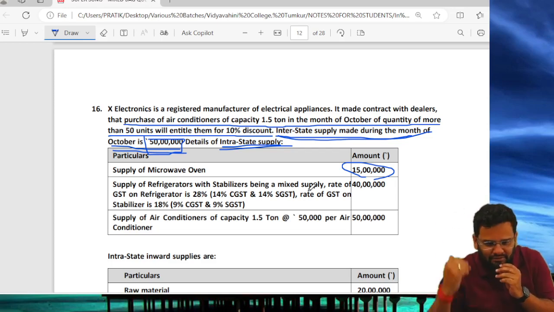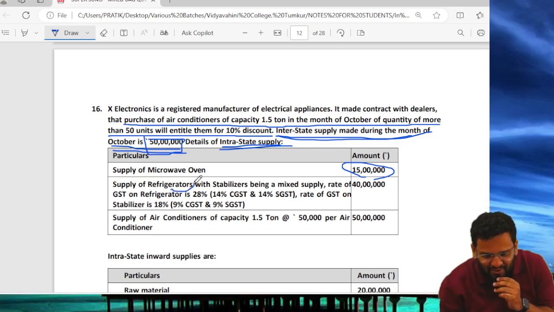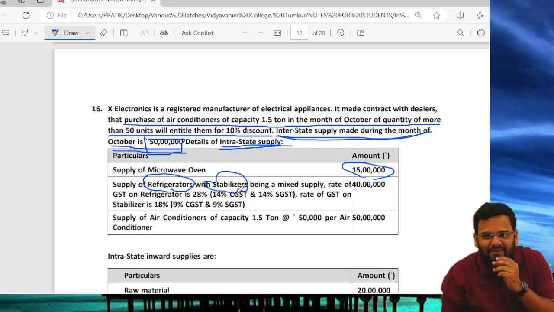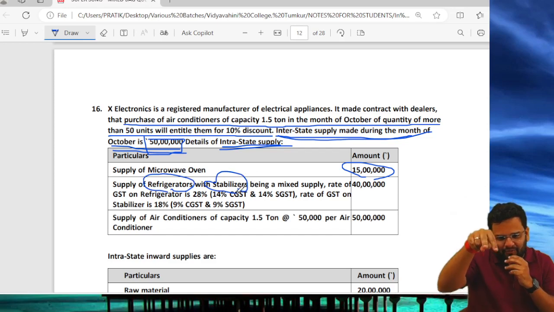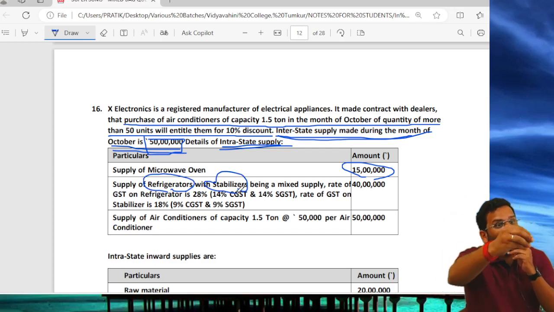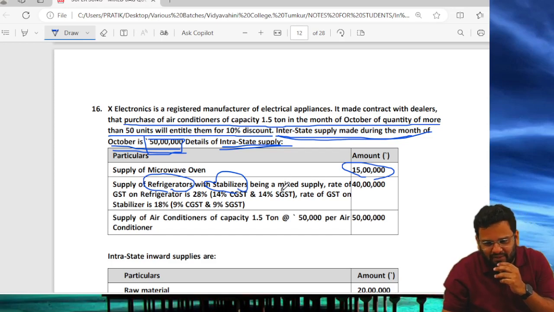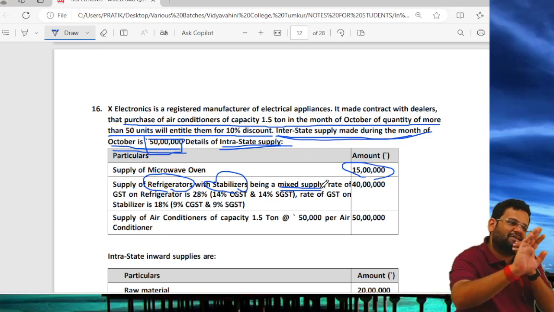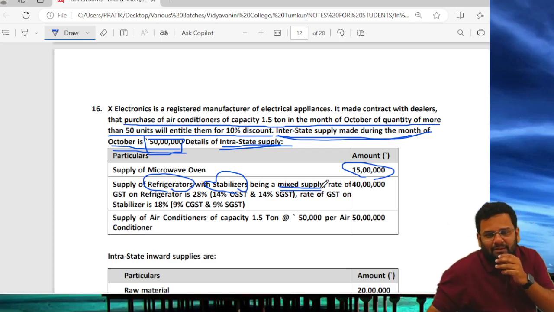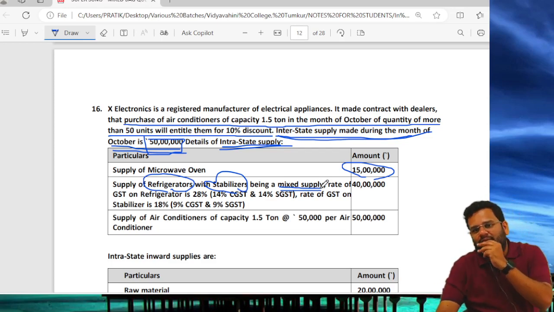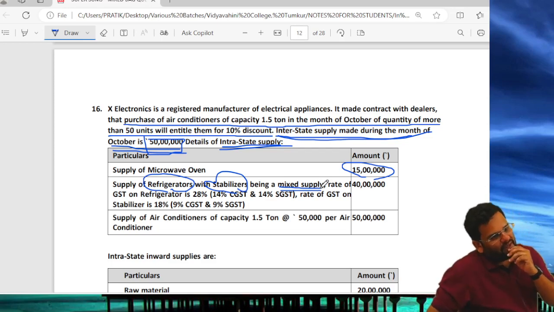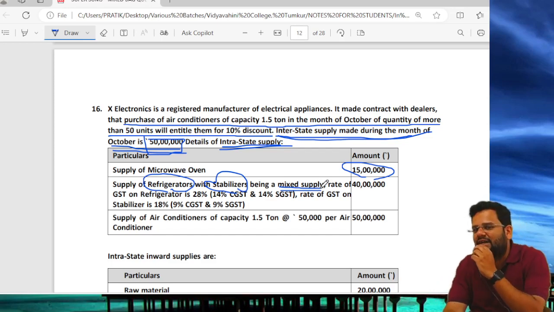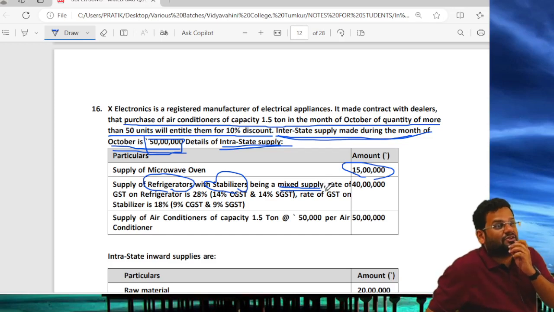Anyways, why we are discussing engineering? So there are 2 points. One is refrigerator and second is stabilizers. So my question is, there is a supply of refrigerator with stabilizer, and they have already told you that it is a mixed supply. So you do not have to apply your mind. It is composite or mixed. It is a mixed. So mixed supply is treated as supply of which supply? Yes, mixed supply is treated as supply of that supply which attracts highest rate of GST. Section 8 of CGST Act says so.